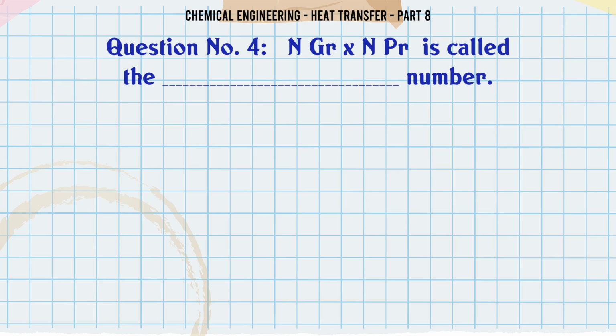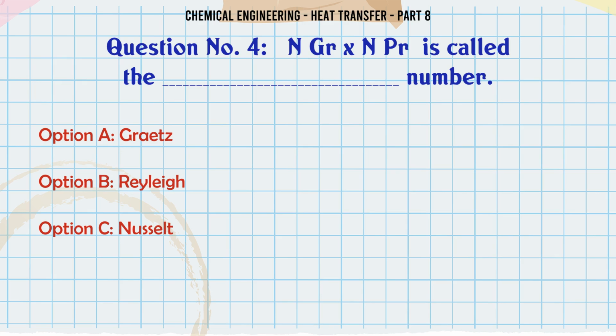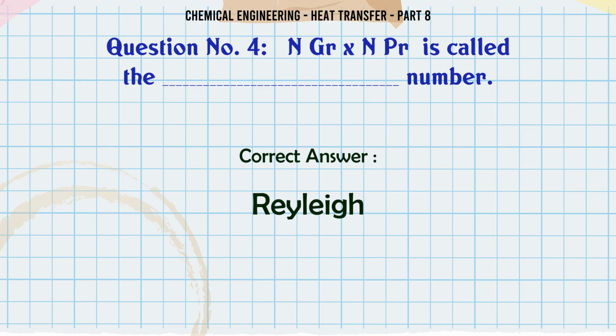NGRX and PR is called the number. A. Graetz, B. Rayleigh, C. Nusselt, D. Stanton. The correct answer is Rayleigh.